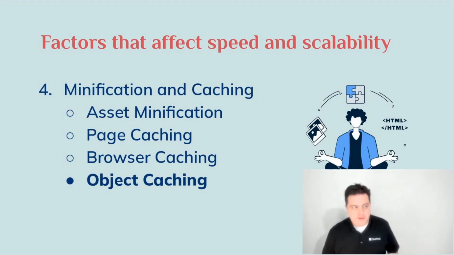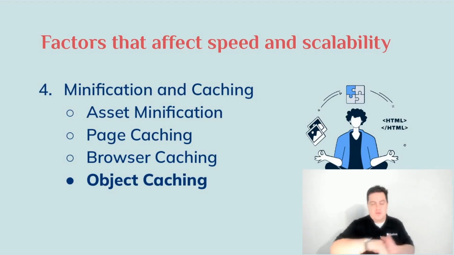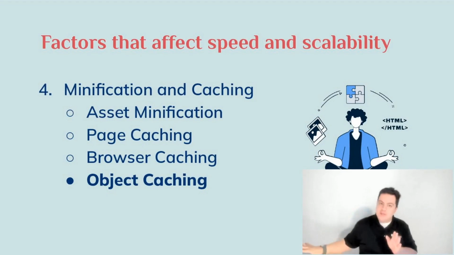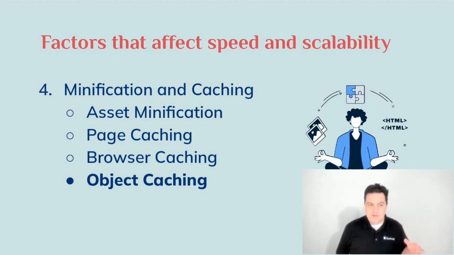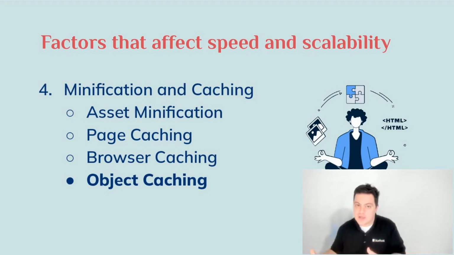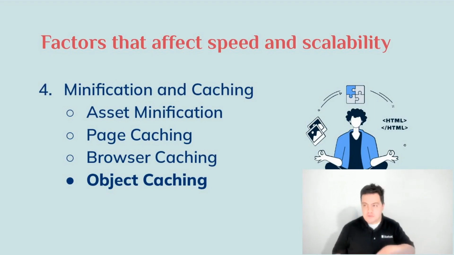Object caching. So far the caching we've been talking about is the caching that happens in front of the application, basically everything that WordPress generates, like the page, content, things like that. But there's also caching that you can do behind the application. If you remember back when we were talking about Query Monitor, your website has to query the database for different information all the time.